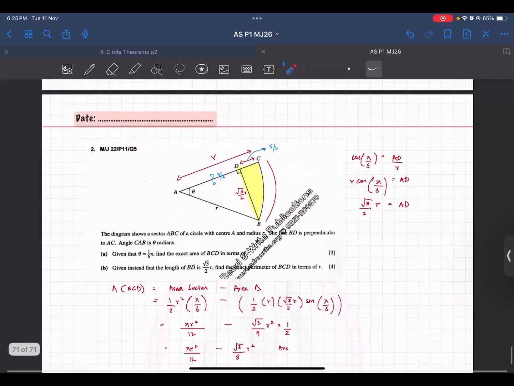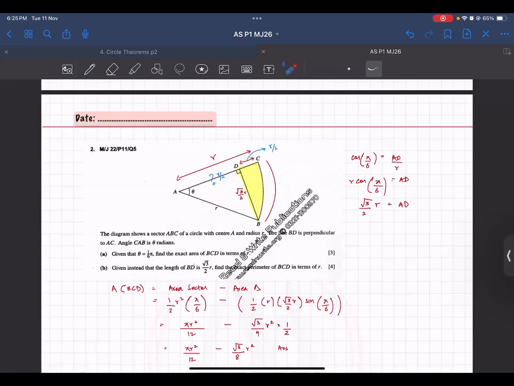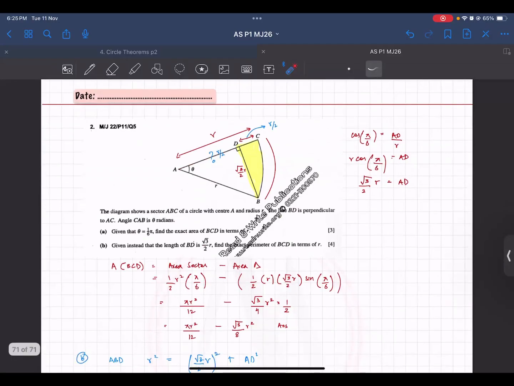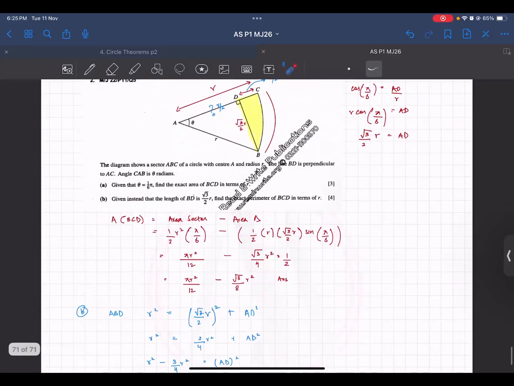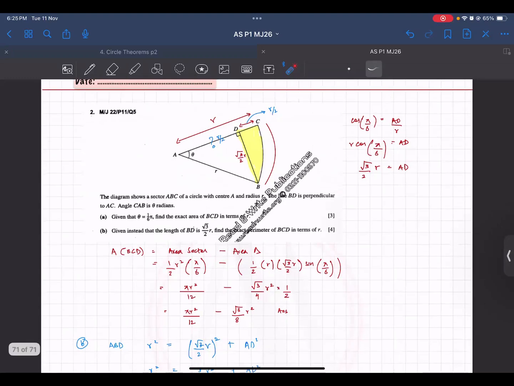Don't go on the looks, okay? It doesn't look like it's half, but the values are telling me by simplification that D is the midpoint, you can say. R upon 2, R upon 2.